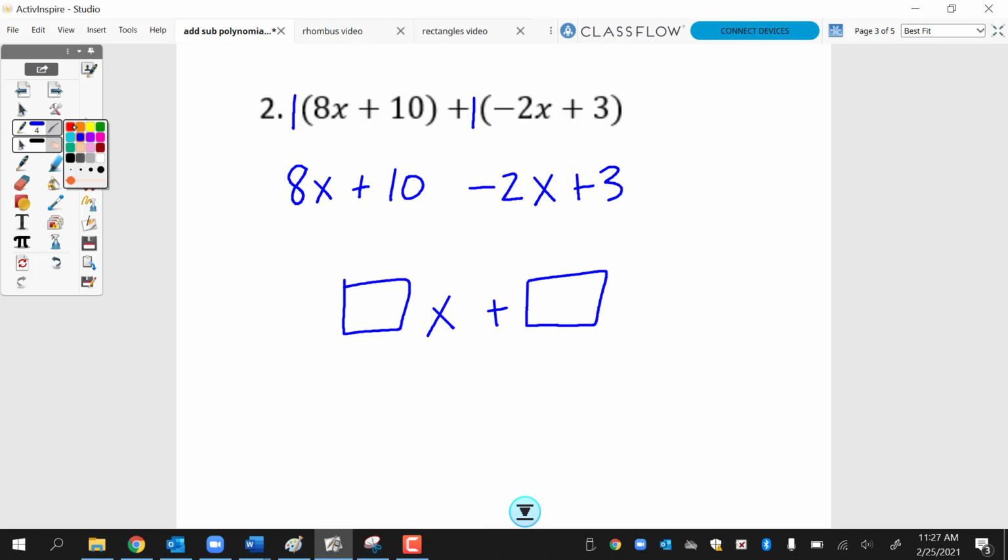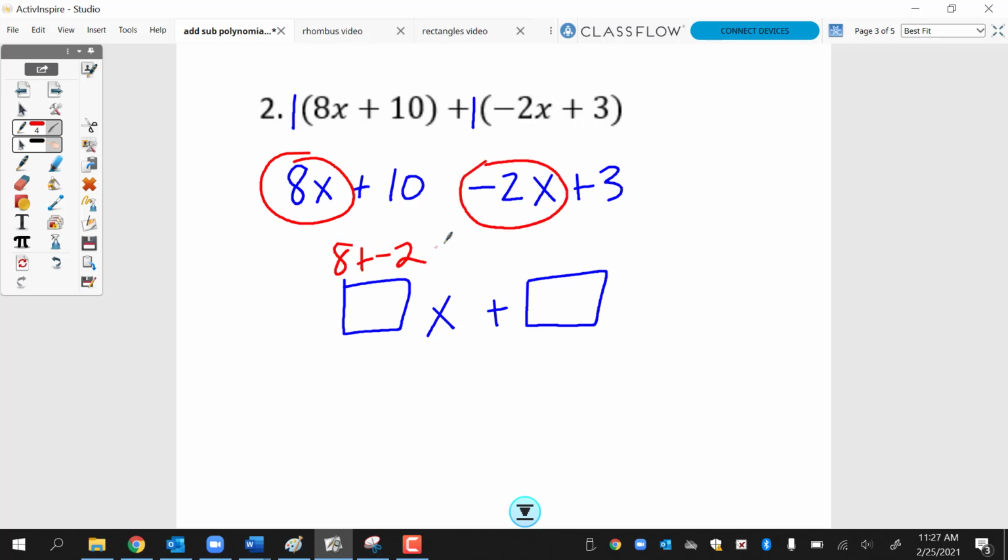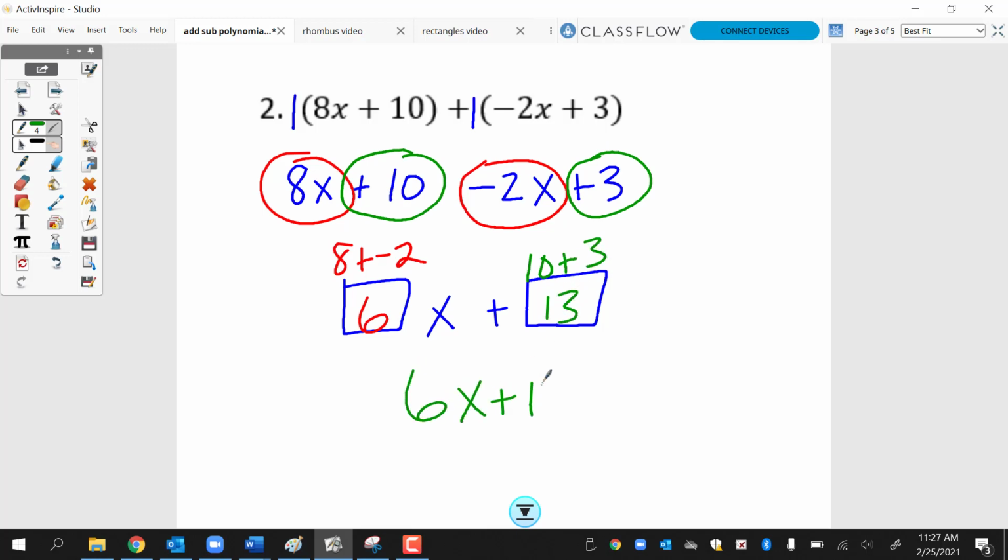So what are my x numbers in this one? We've done this before. Here's my 8x, and I have a -2x, so I'm doing 8 plus -2. We would type that in Desmos, and you would get 6. And then I have my regular numbers 10 plus 3 is just 13. So final answer, 6x plus 13. Easy. That one's easy. You just got to get rid of the parentheses. If it's positive 1 in front of the parentheses, you can ignore the parentheses.